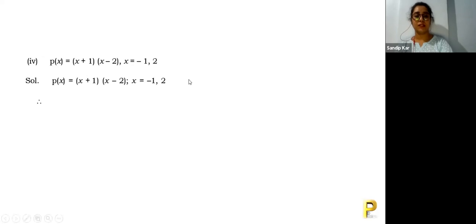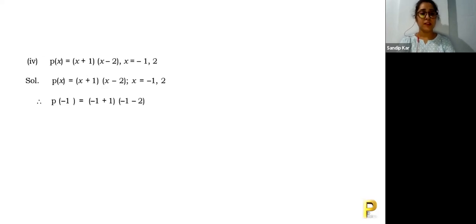Okay, so let's see the answer to this. So let's consider first p of minus 1. So what is p of minus 1? P of minus 1 is equal to minus 1 plus 1, minus 1 minus 2. Okay, we'll solve both the brackets. So minus 1 plus 1 is what? It is 0. And minus 1 minus 2 is what? Minus 3. Okay, tell me now, what is the answer? Is it 0 or is it minus 3?